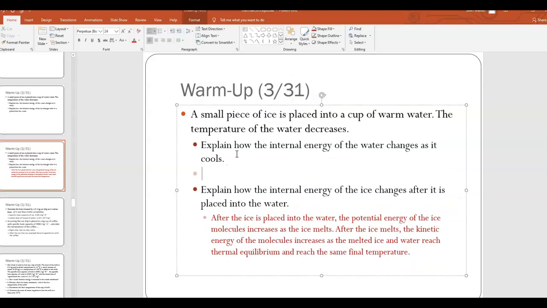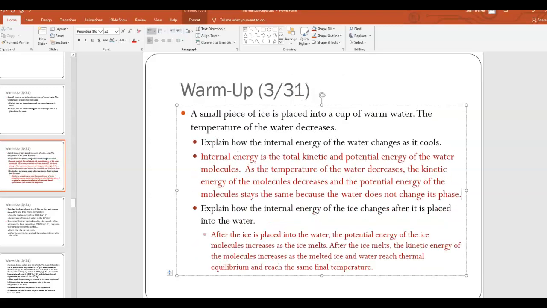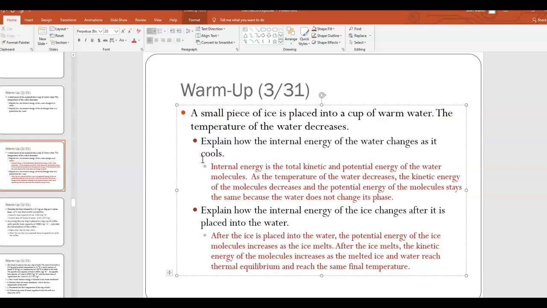Okay, so this is not a calculation question, but you still need to be able to do this type of question because concepts are important. And you're going to see more and more explanation questions as we go throughout the semester.